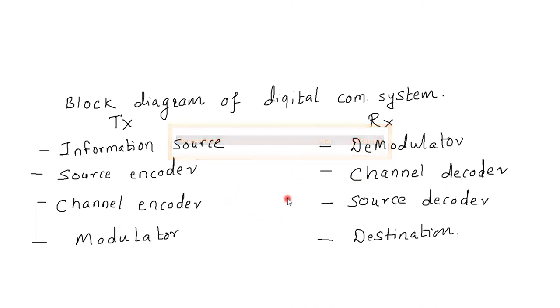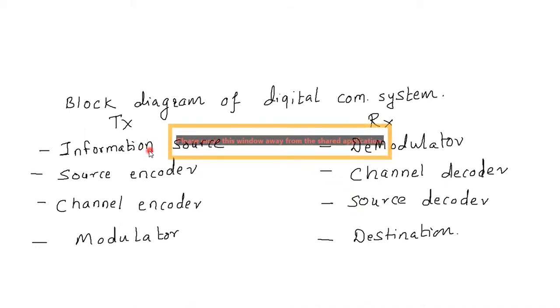receiver side. So the second block over here is a source encoder, and the third block over here is a source decoder. The first block in the transmitter section is the information source, and at the receiver it is a destination. So after seeing this diagram, what conclusion can we draw about this that we need to discuss.